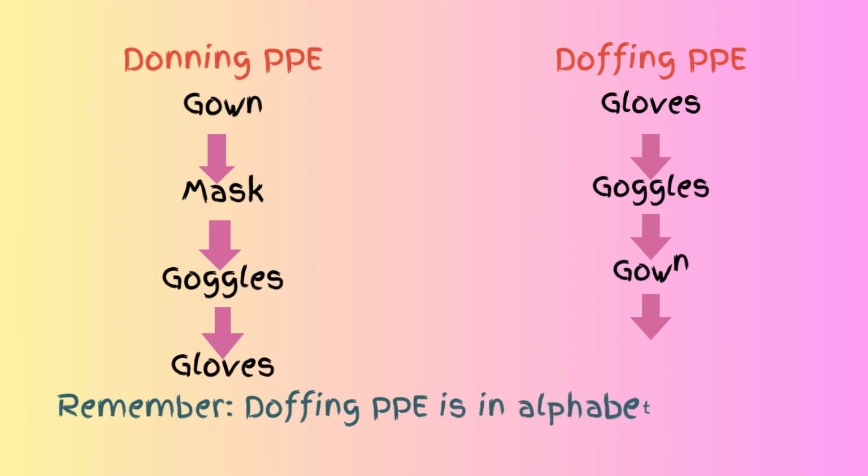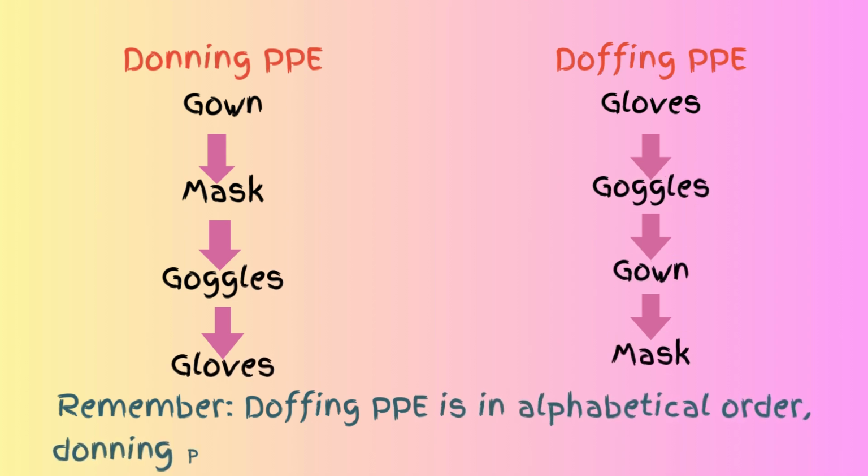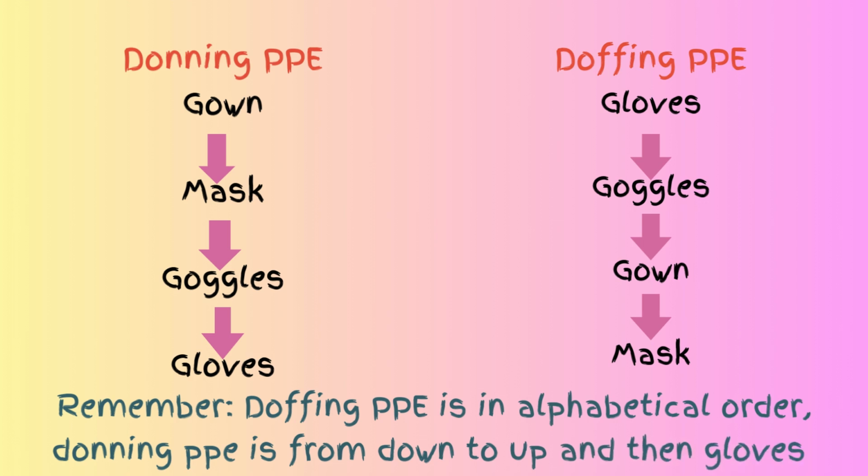So at the end, let's see donning PPE and doffing PPE. I have tried to make it easy to remember. Doffing PPE is in alphabetical order, and donning PPE is from down to up, like gown first: gown, mask, goggles, and then gloves. While doffing: gloves, goggles, gown, and mask.